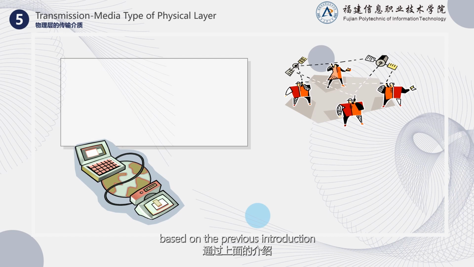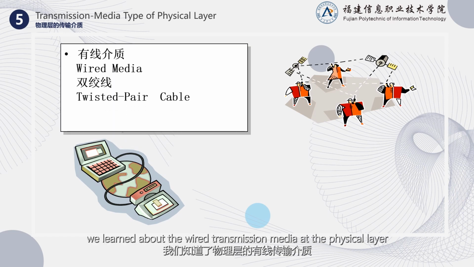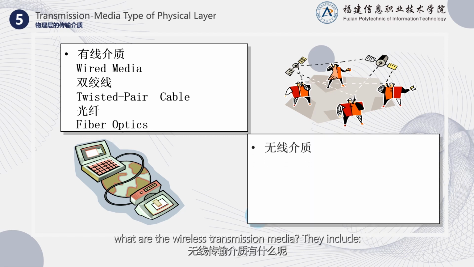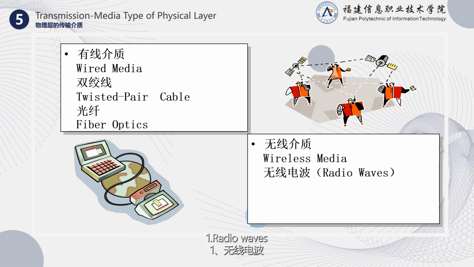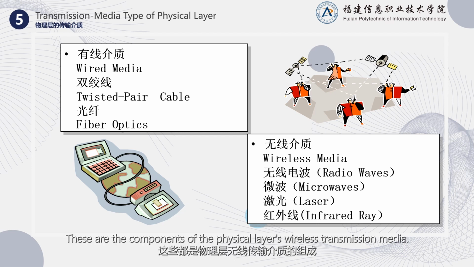Alright. Based on the previous introduction, we learned about the wired transmission media at the physical layer, mainly consisting of twisted pair cables and fiber optics. So, what are the wireless transmission media? They include 1. Radio waves, 2. Microwaves, 3. Laser, 4. Infrared ray. These are the components of the physical layer's wireless transmission media.